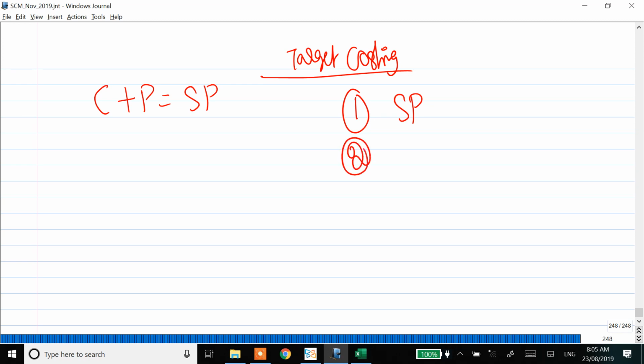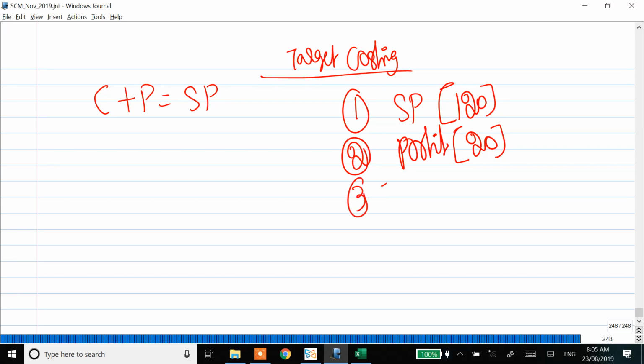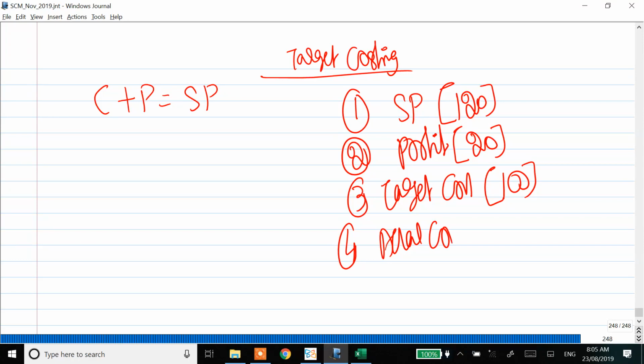Second thing is profit. Management will say how much profit you want to earn. So market has determined selling price as 120. You want a profit of 20 rupees. Target cost, 100 rupees. Actual cost, 110. Actual cost is 110.